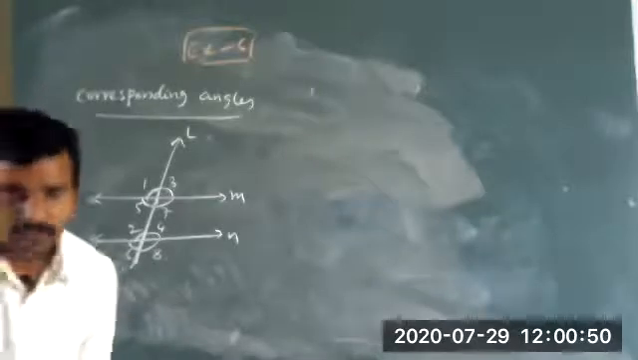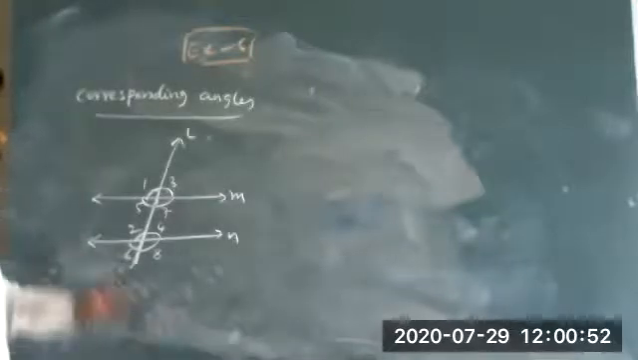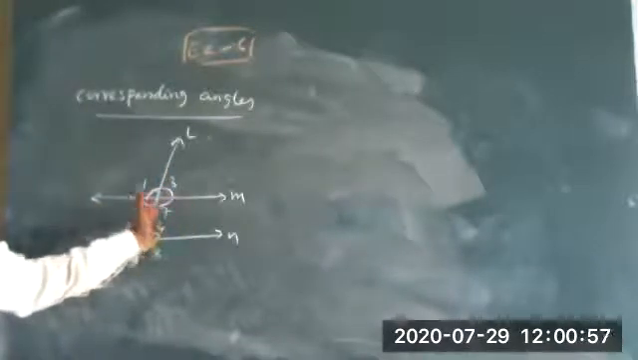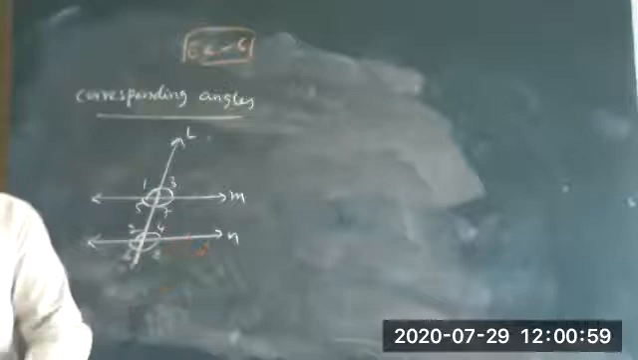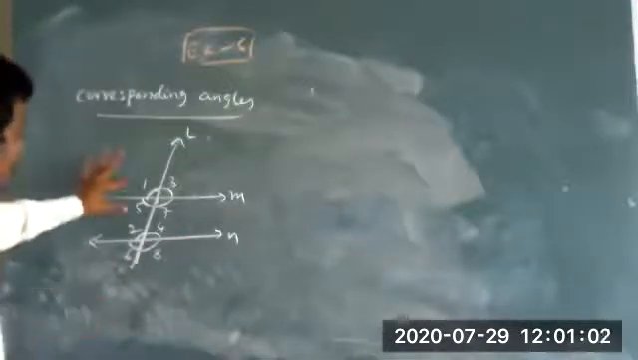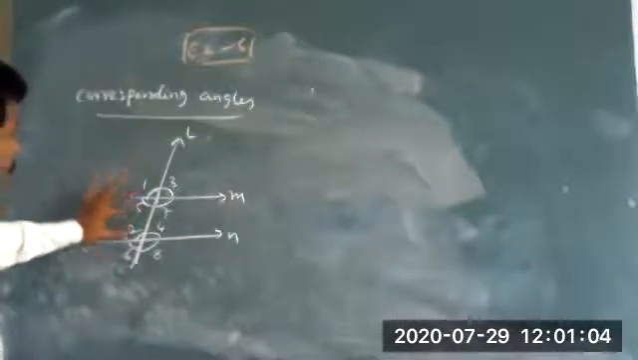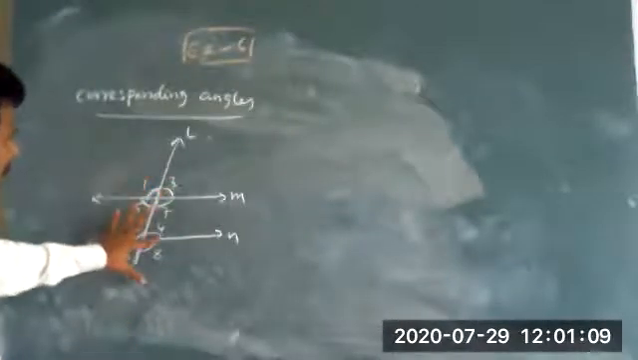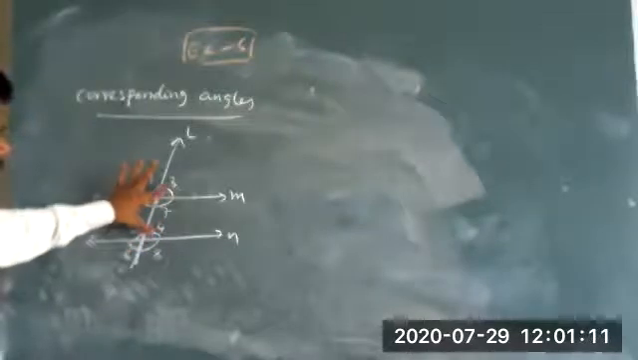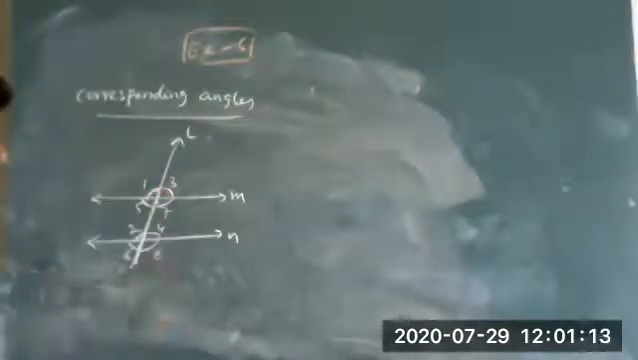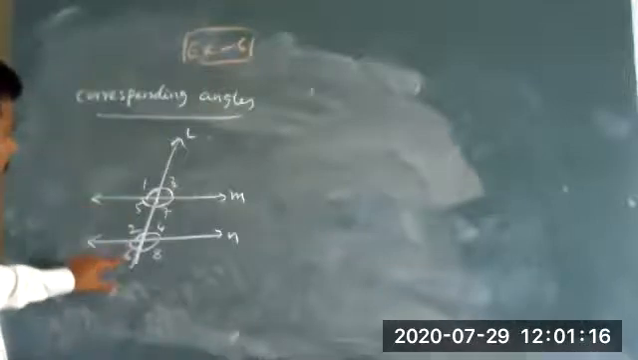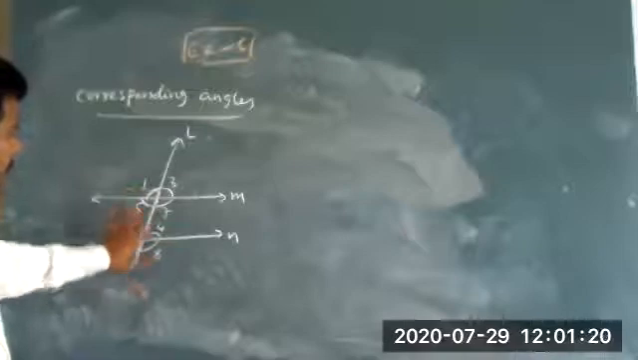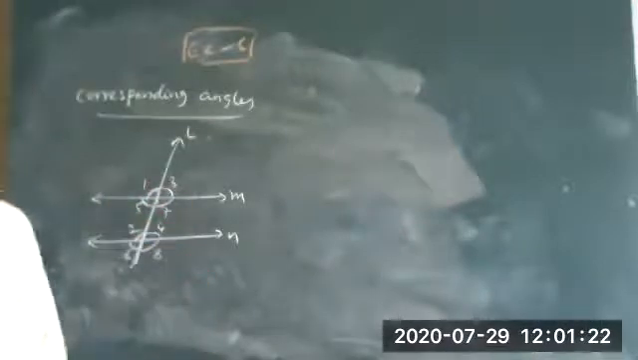Once listen, children. What about corresponding angles? On the same side of the transversal, one is an exterior angle, one is an interior angle. They are said to be corresponding angles. Angle 1 and angle 2, these two are corresponding angles. Angle 3 and angle 4, exterior, interior, these two angles are corresponding angles. Angle 5 and angle 6, these two angles are corresponding angles. Angle 7 and angle 8, these two angles are corresponding angles.